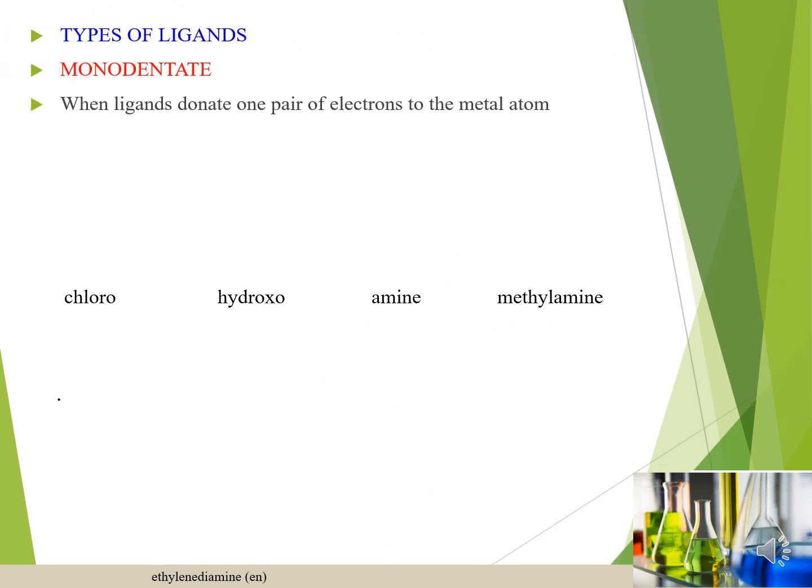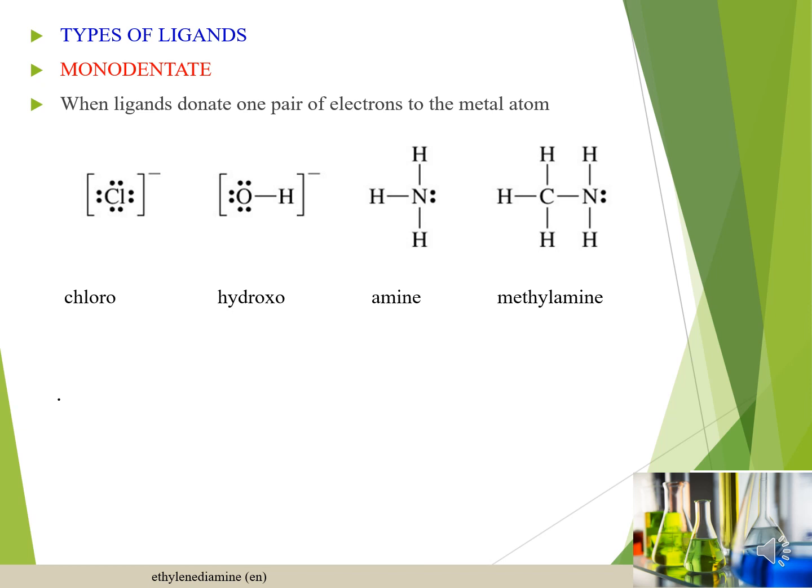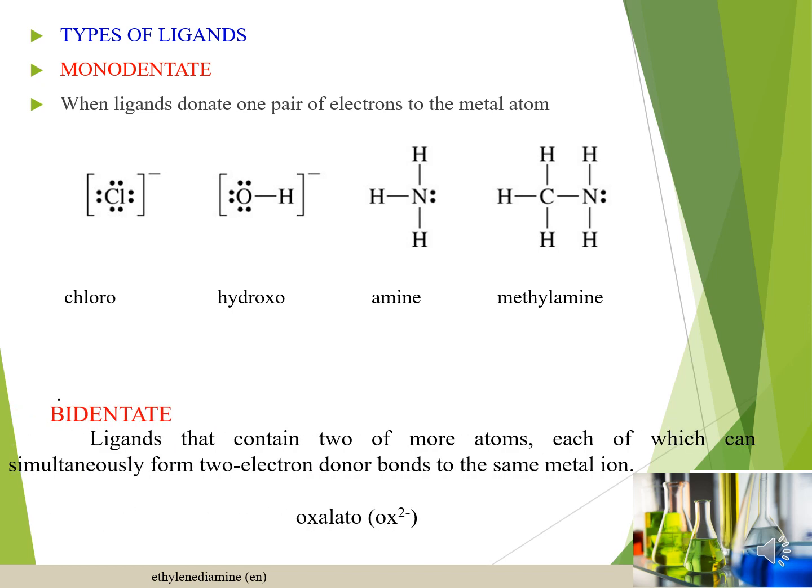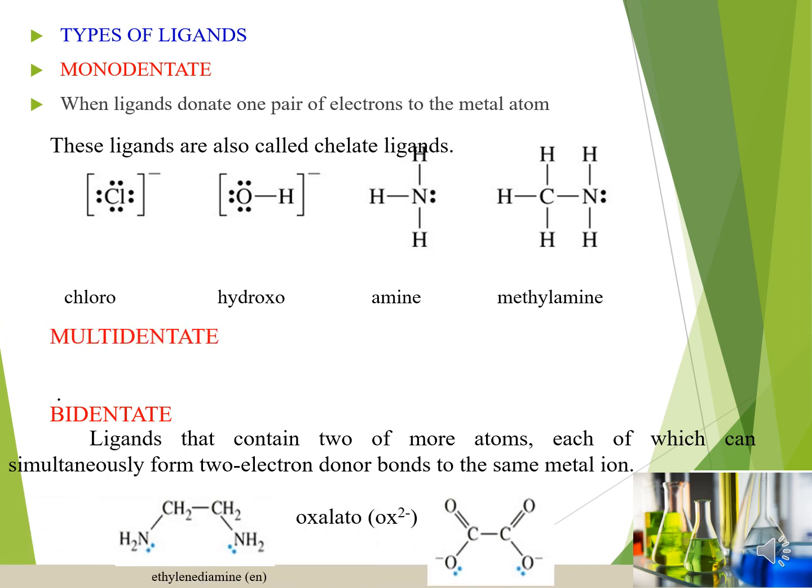Next we are going to see the types of ligands, or classification of the ligands. The first one is the monodentate ligands. When the ligands donate a pair of electrons to the metal atom, for example chloro, hydroxo, amine and methylamine. Monodentate ligands also have three classifications: negative ligands, neutral ligands and positive ligands.